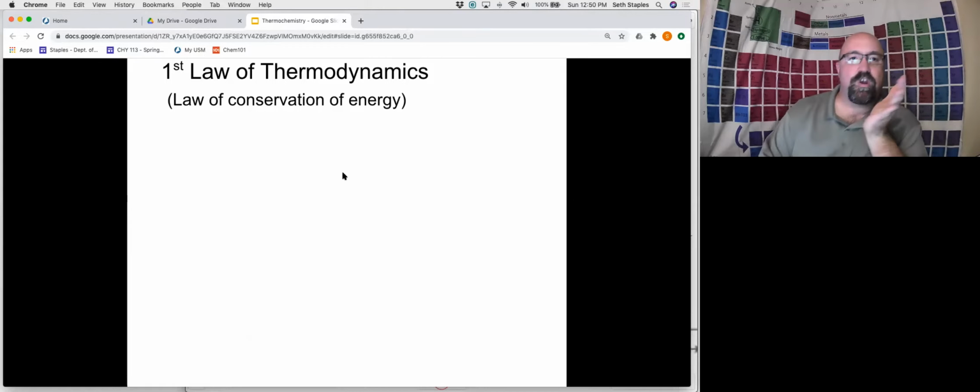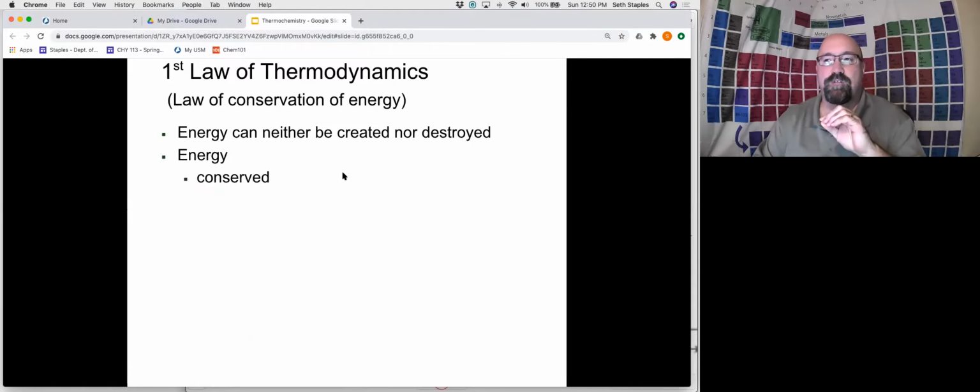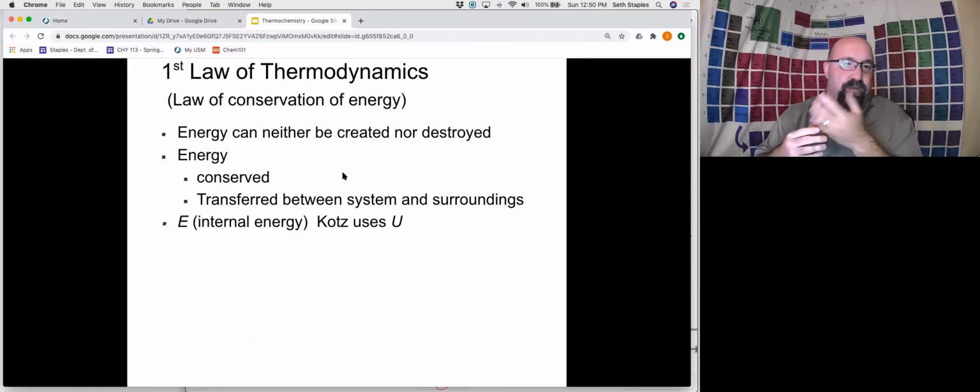Well, we've already talked about the first law of thermodynamics. Just remember that energy cannot be created or destroyed. So energy is conserved throughout a chemical reaction, or a chemical process in general, which means that it's going to be transferred between our system and our surroundings. E is internal energy, or it's just a symbol used for internal energy, depending on what textbook you might use. We used to use a textbook, the Coates textbook, which used U.